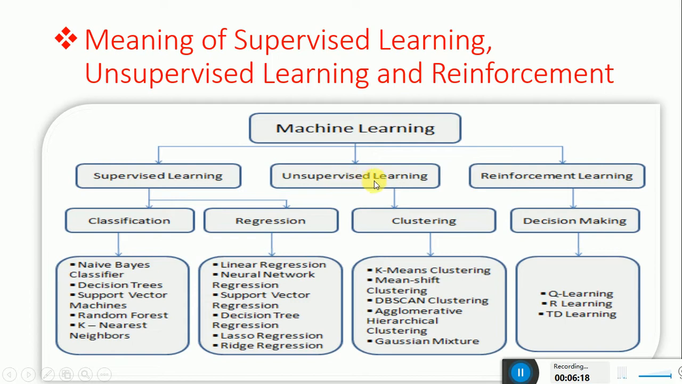And second is unsupervised learning. In unsupervised learning there is clustering: k-means clustering, mean shift clustering, divisive clustering, agglomerative hierarchical clustering, and Gaussian mixtures.